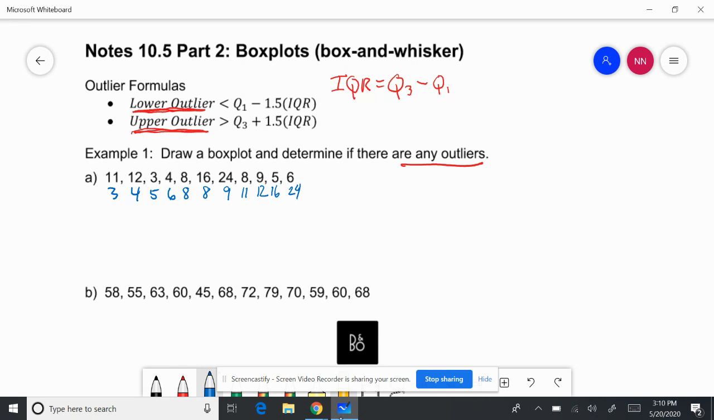Once we have the numbers in order, we're going to count how many numbers there are. 1, 2, 3, 4, 5, 6, 7, 8, 9, 10, 11. So that means that there are 5 on the left-hand side and 5 on the right. So that means our median is 8.